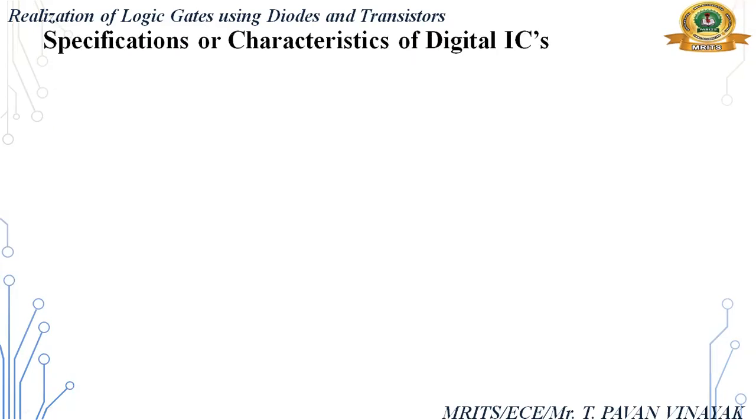Next, specification or characteristics of IC, because we have so many ICs. Suppose a 7408 IC is there. This IC is made up of diodes, or it can be made up of transistors. It can be made of a combination of transistors and diodes. It may be designed using MOS transistors, meaning FETs. So many ways are there.